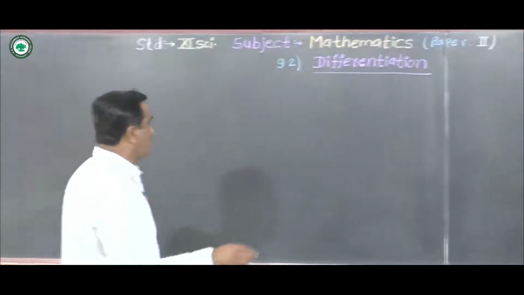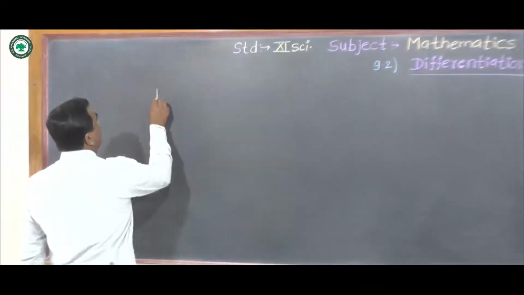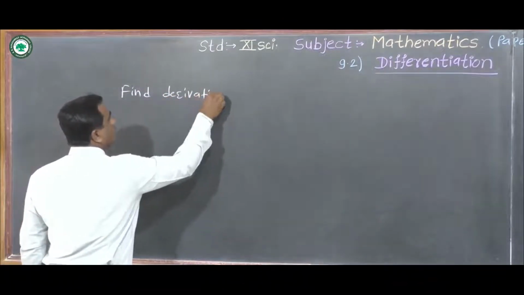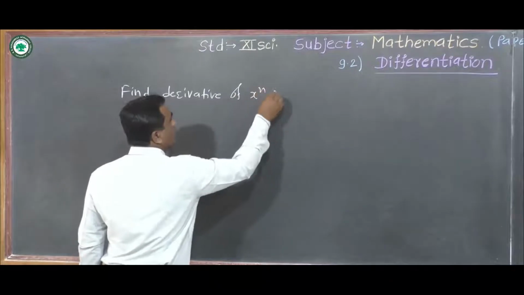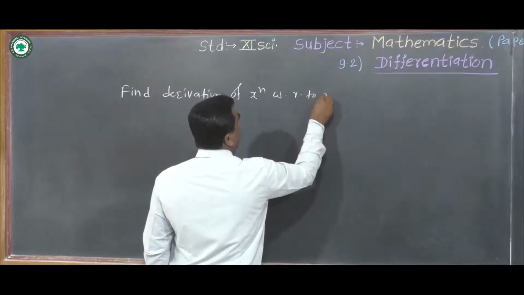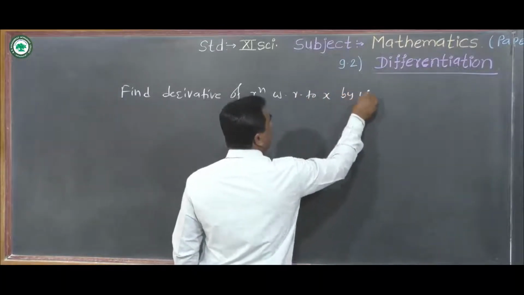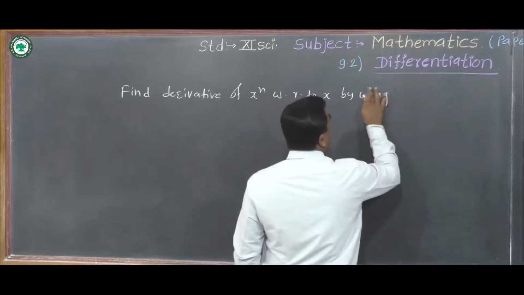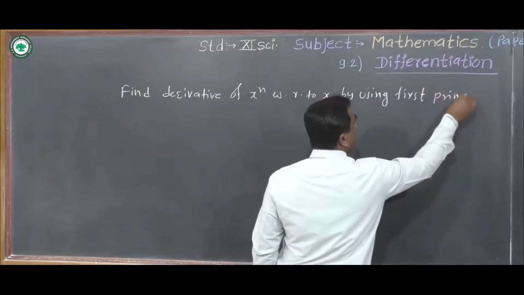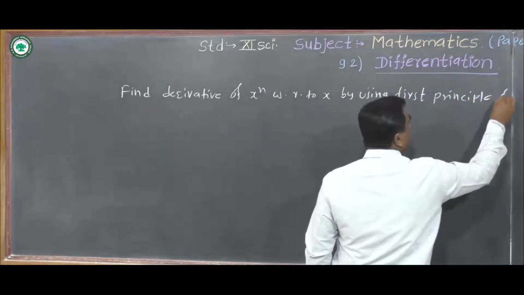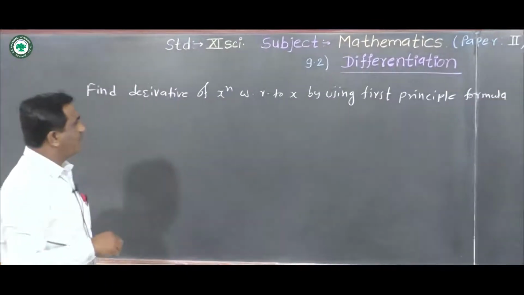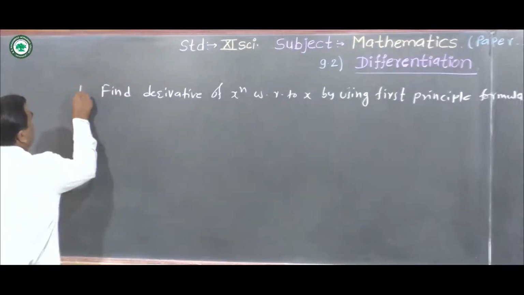Now the first example is: find the derivative of x raised to n with respect to x by using the first principle formula, or by the method of first principle. Okay. Now the answer for this.